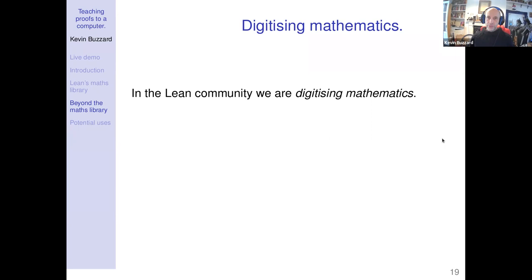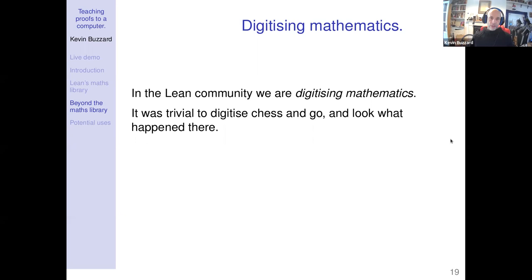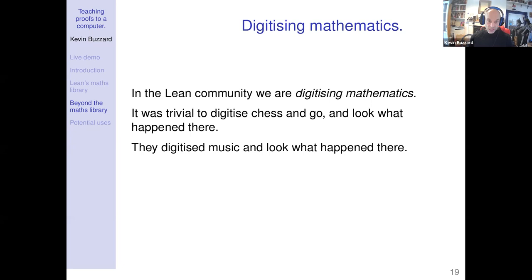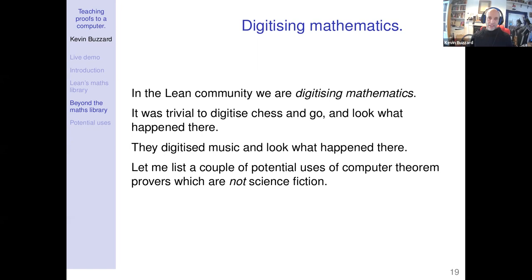As I mentioned already, we digitized chess and Go, and then all of a sudden there were great breakthroughs, and we digitized music, and all of a sudden we have Spotify, and my children digest music in a completely different way to me. But we don't want to get carried away and say that we're going to be proving the Riemann hypothesis automatically. But let me finish by just listing two potential uses of this digitization of mathematics, which are not science fiction.